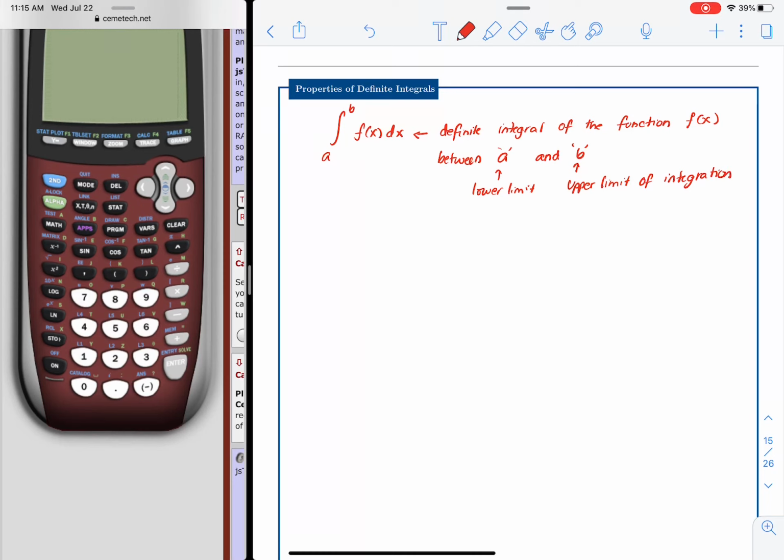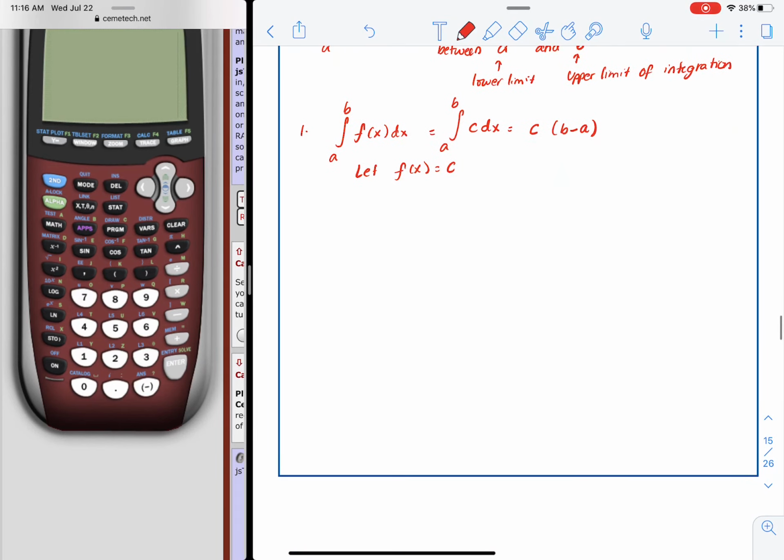So the first property: what if f of x is a constant, in the sense f of x is c. So let f of x equal c. Then we have the integral from a to b of c dx, which would simply be c times b minus a, c multiplied by the upper limit minus the lower limit.